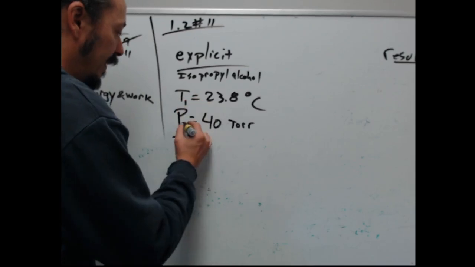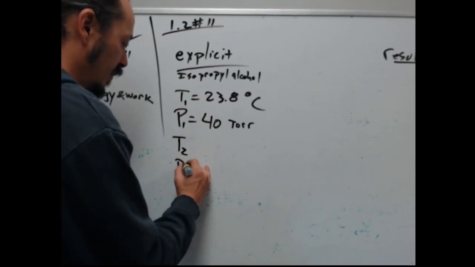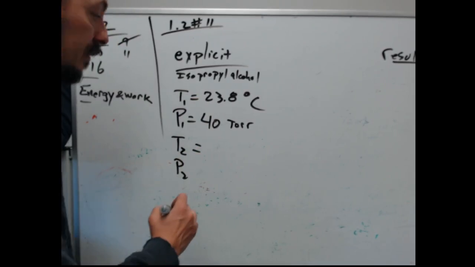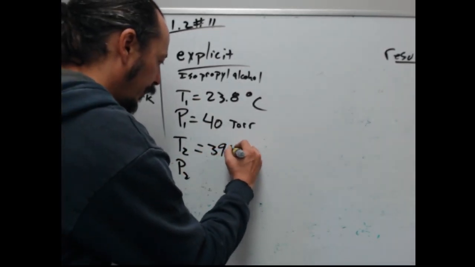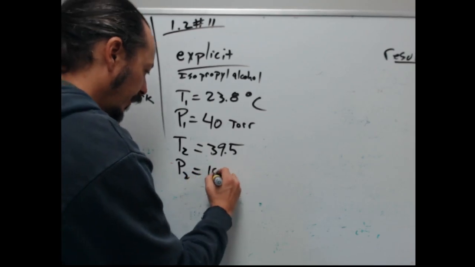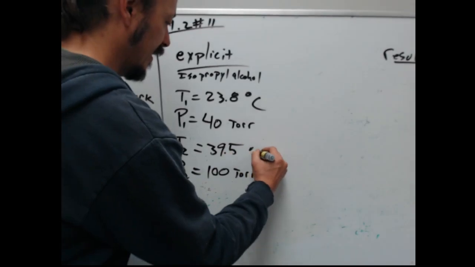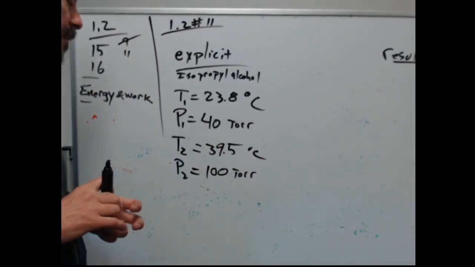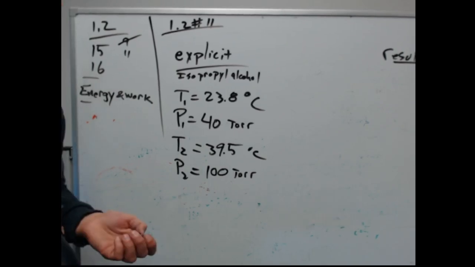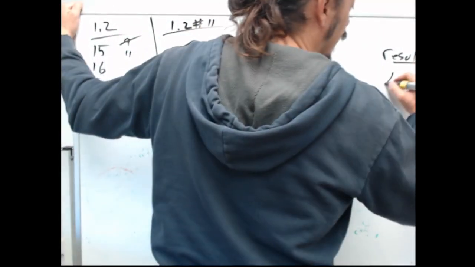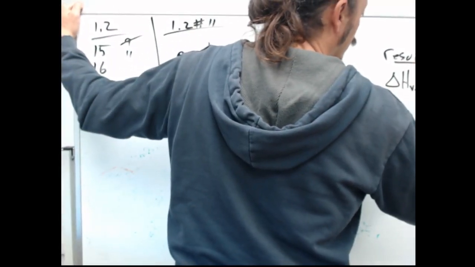Okay, so I'm going to label these T1, P1, T2, P2. What's our second temperature? 39.5 degrees Celsius and 100 torr. Okay, so those are the numbers I have. What result is the problem asking for? It's asking me to get the delta H of vaporization.